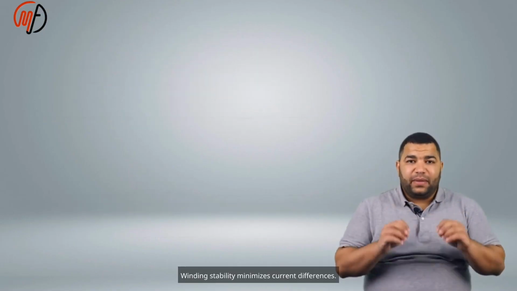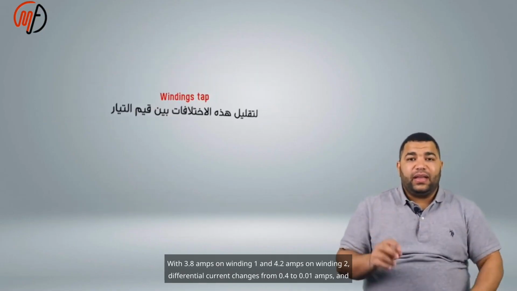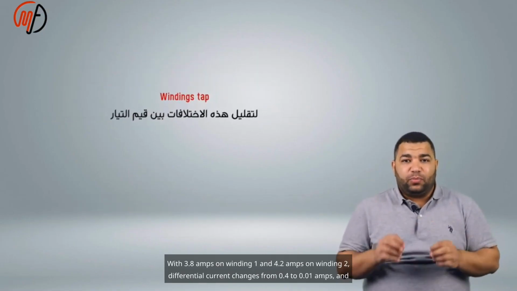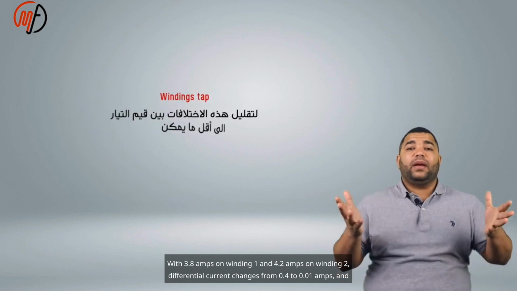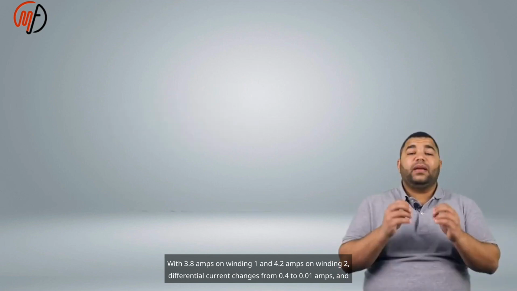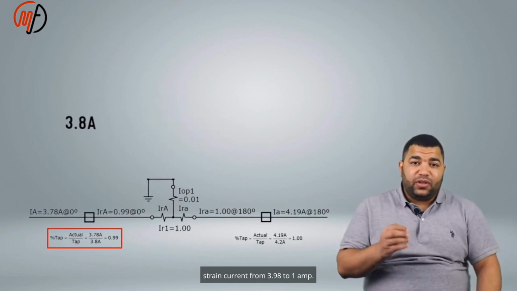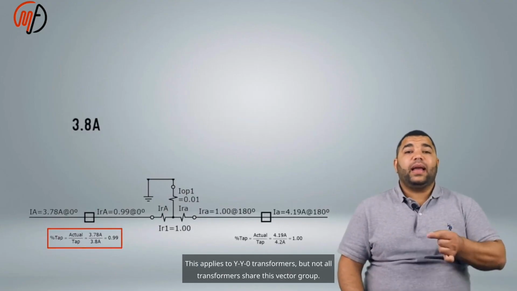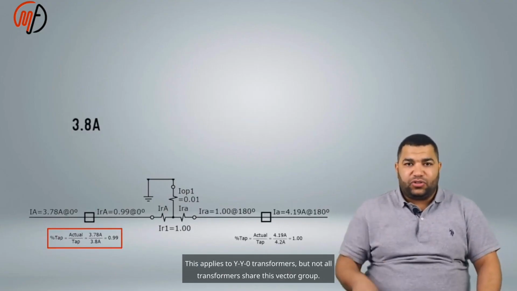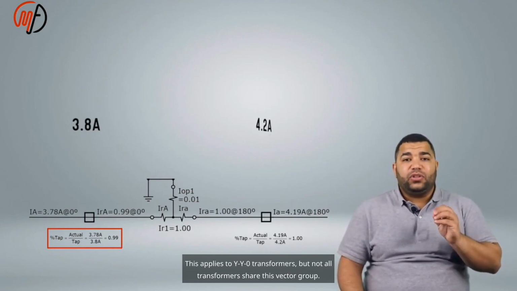Winding stability minimizes current differences. With 3.8 amps on winding 1 and 4.2 amps on winding 2, differential current changes from 0.4 to 0.01 amps and restraint current from 3.98 to 1 amp. This applies to YY0 transformers, but not all transformers share this vector group.